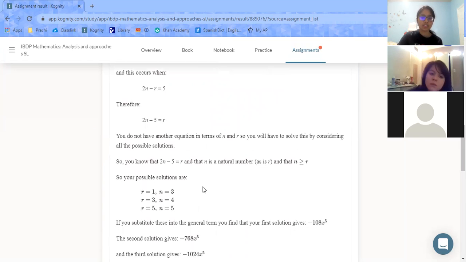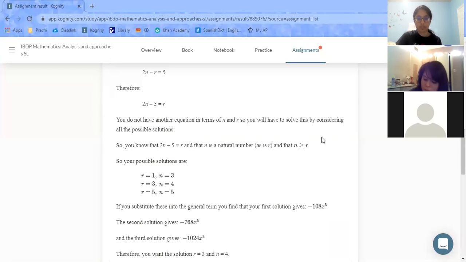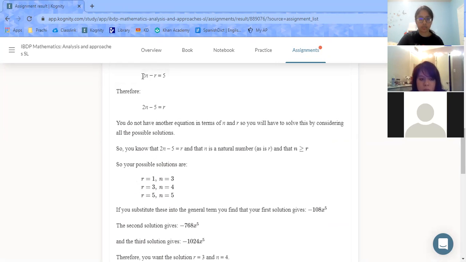Right, so here it actually just said to guess and check, which doesn't seem very reliable to me, but it said to guess and check because we know that n has to be more than r because n is the maximum possible exponent value. So you can just guess and check, and these are the possible solutions that you would get for 2n minus 5 equals r, which is if you just rearrange the equation that we had. And then you just guess and check until you get this.